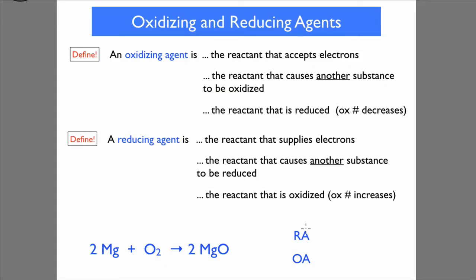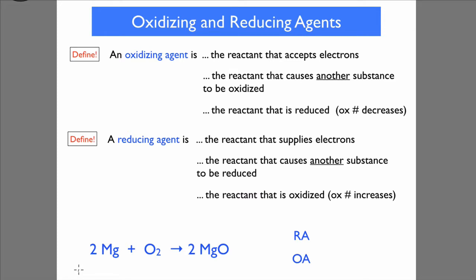So, definitions. An oxidizing agent is the reactant that accepts electrons, the reactant that causes another substance to be oxidized, and the reactant that is reduced, or the oxidation number decreases. A reducing agent is the reactant that supplies electrons, the reactant that causes another substance to be reduced, and the reactant that is oxidized, or the oxidation number increases.